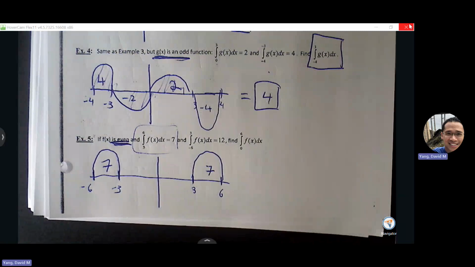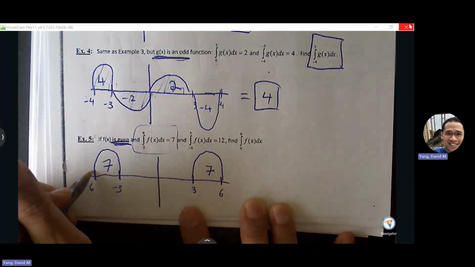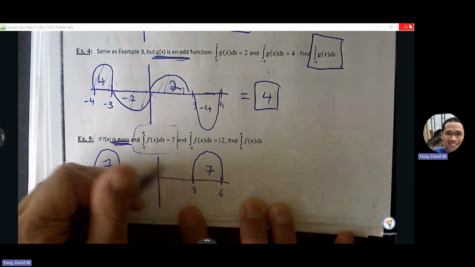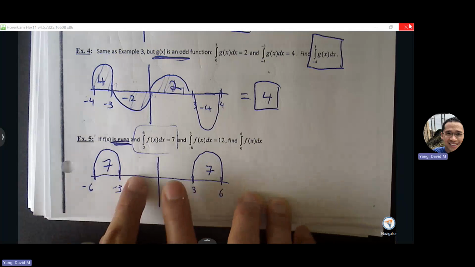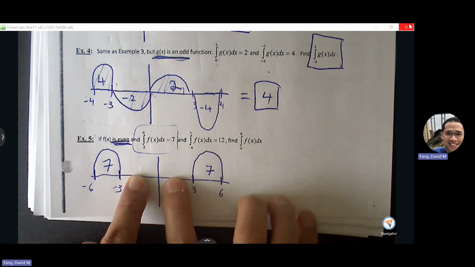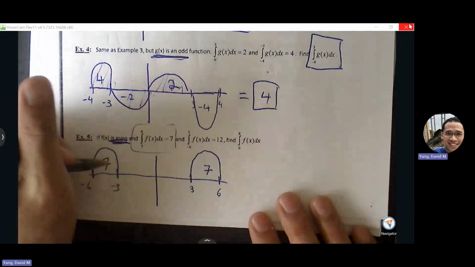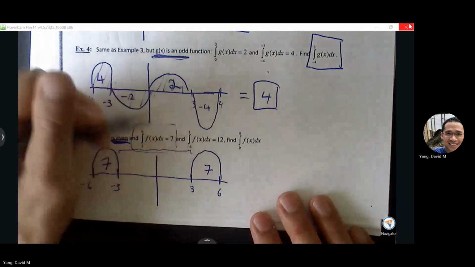Now, we'll move on to the larger interval. The larger interval, going from -6 to 3, is 12. Now, we don't want to do this. We don't want to overlap this and call it 12. We already have 7. We just want the remaining regions to add up to be 12. But if this is 7, then the remaining must be what?